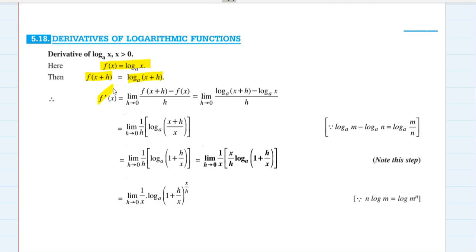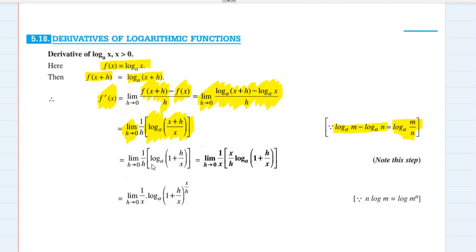Now the formula for finding derivative of a function is limit when h tends to 0 of (f of x plus h minus f of x) upon h. So (log of x plus h to the base a minus log of x to the base a), the whole upon h. So limit when h tends to 0 of 1 by h, multiplied by log of (x plus h) upon x to the base a. Why? Because we have this formula, log of m minus log of n to the base a is equal to log of m by n to the base a. I hope you know this formula.